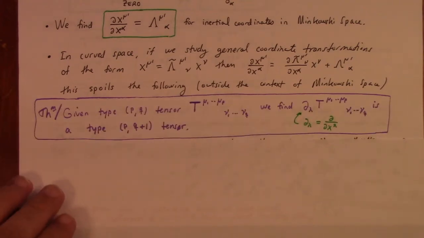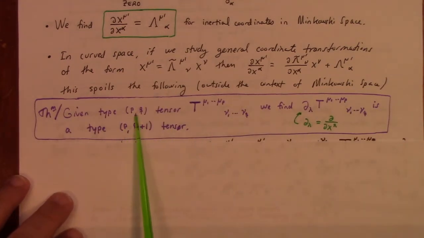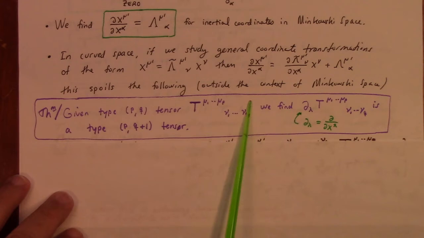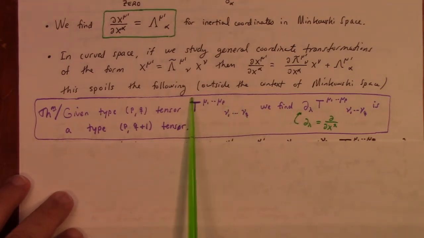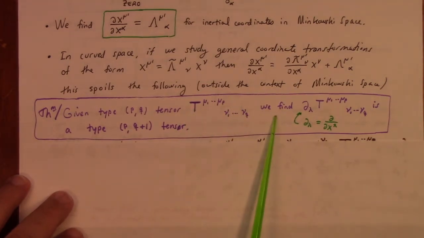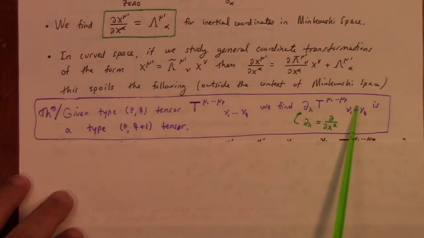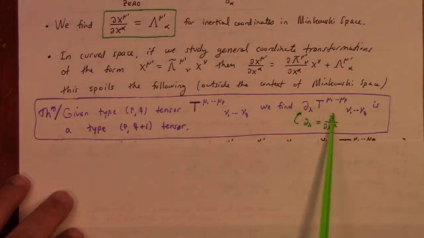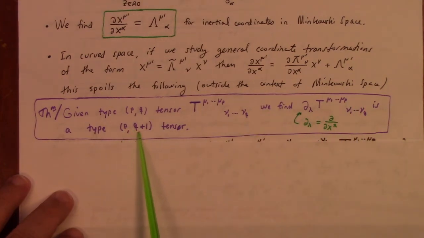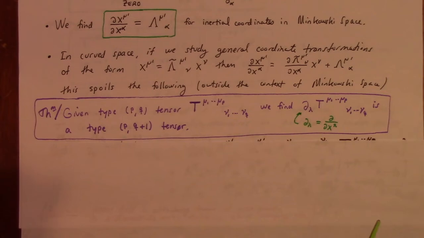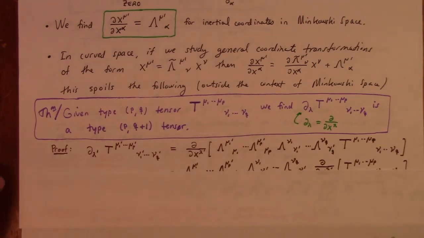And that's this theorem, which is if you have a type P, Q tensor, like so, here are the components for the tensor, all right? And then if you take the partial derivative of those components, well, in fact, those are the components of a related type P, Q plus 1 tensor. All right, and here's the proof.